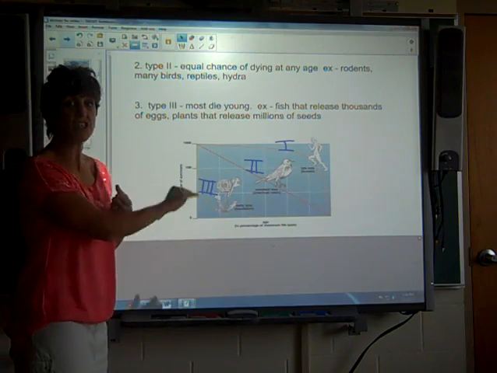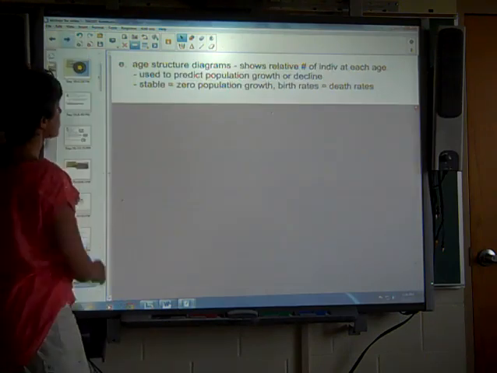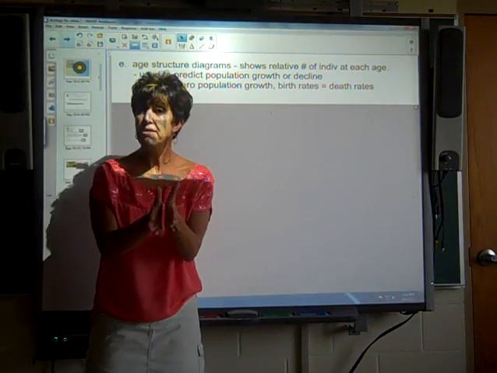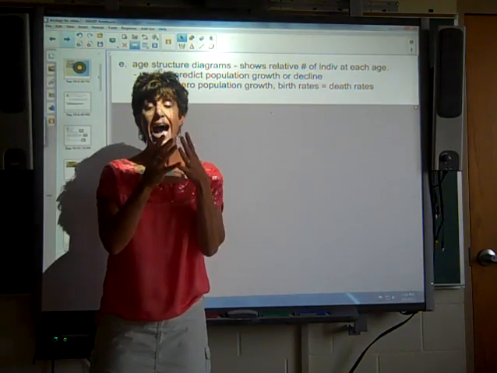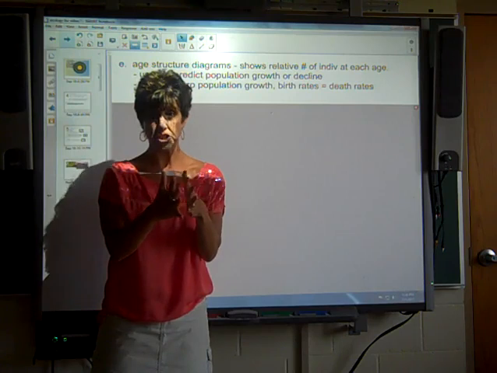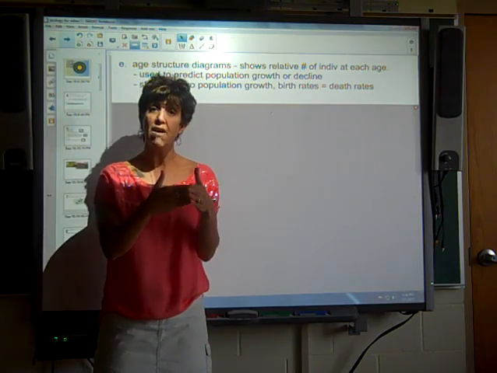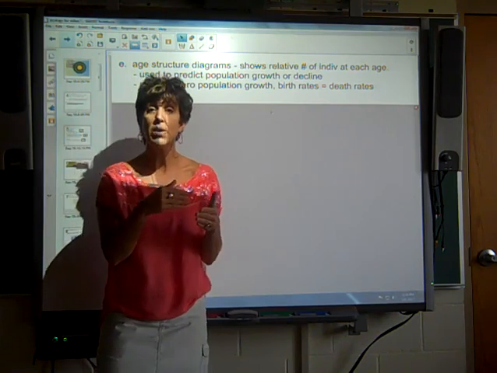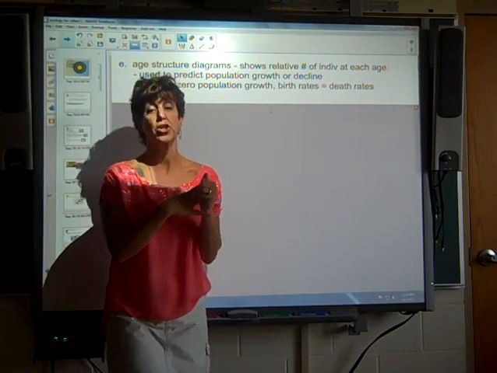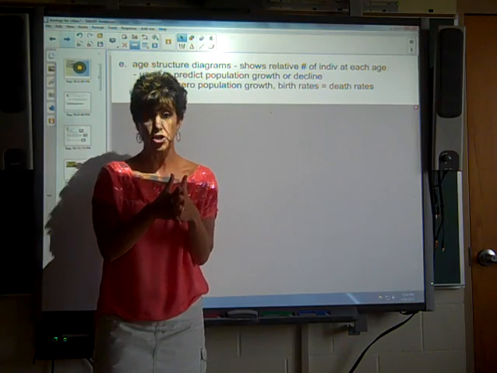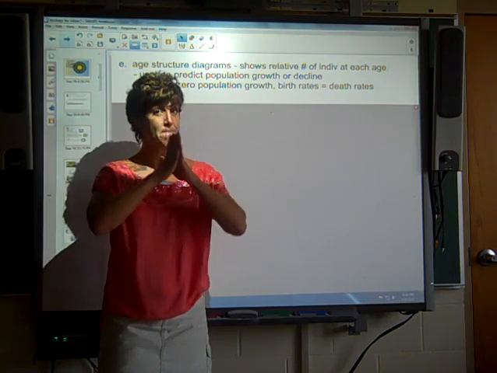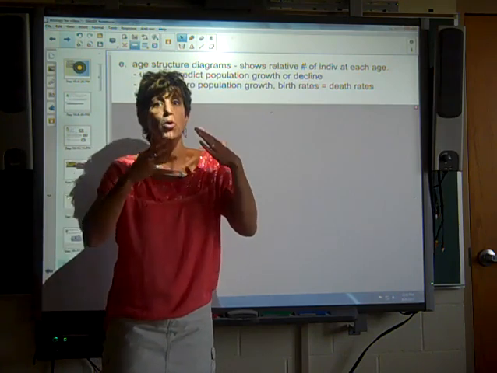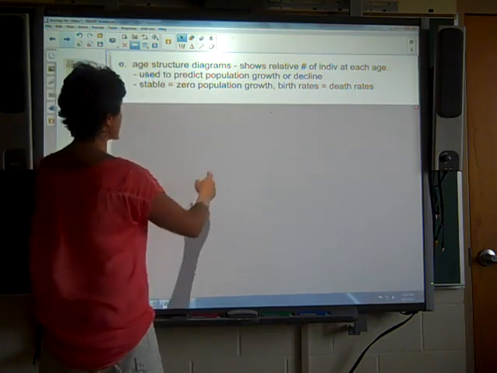Those are survivorship curves. All right, age structure. So I'm not looking at survivorship now, I'm looking at age. How is the age of a population distributed? Are the majority of people young? Are the majority of people old? And the reason why we look at this age structure curve is it tells us a lot about population growth. Is the population getting wiped out? Or is the population about to go through a boom and really increase in size?